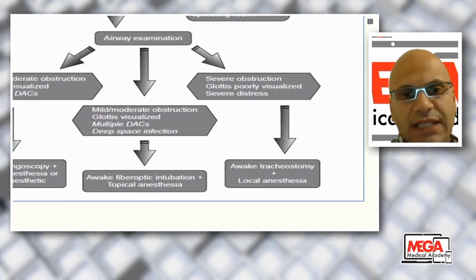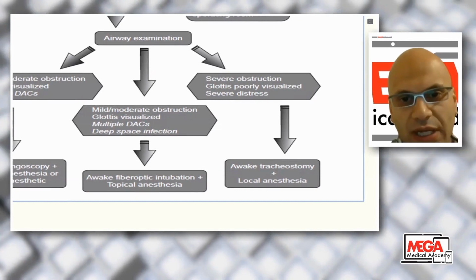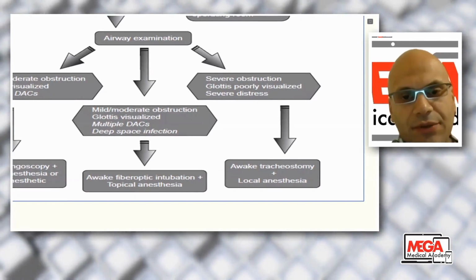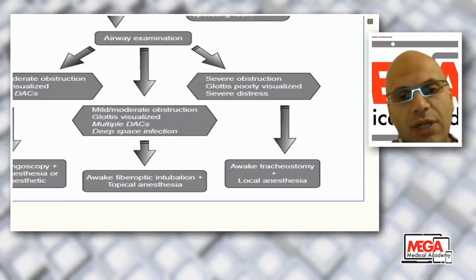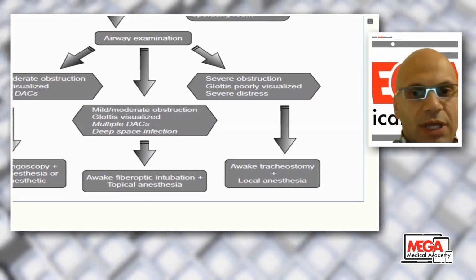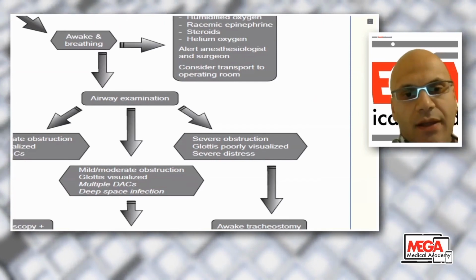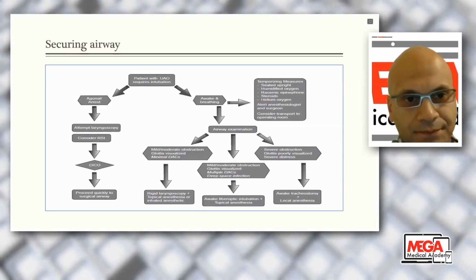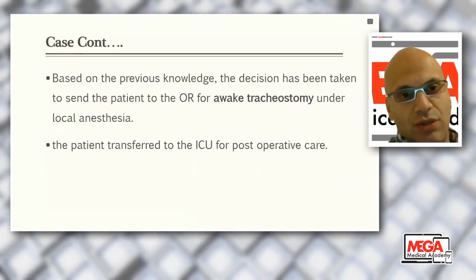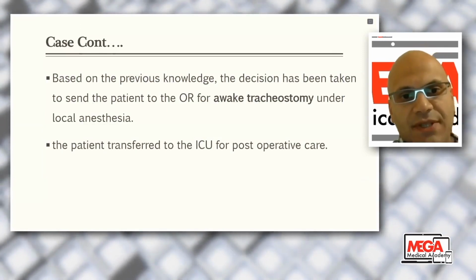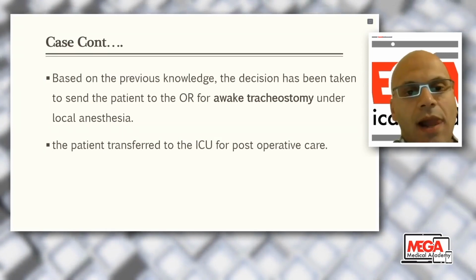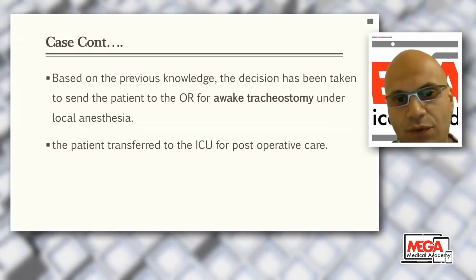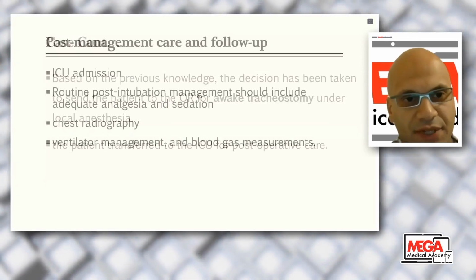The third category is severe obstruction. You cannot visualize the vocal cord, there is severe respiratory distress, and here you can go for awake tracheostomy under local anesthesia, like our patient. So that's what we said based on the previous knowledge. The decision was to do awake tracheostomy under local anesthesia for our patient, and the patient was transferred to the ICU for post-operative care.